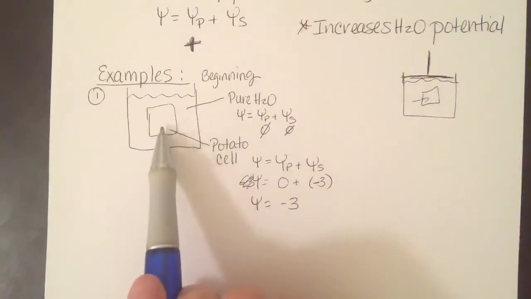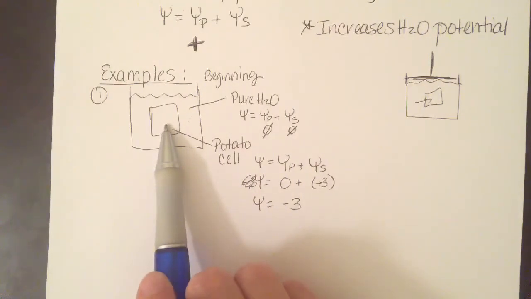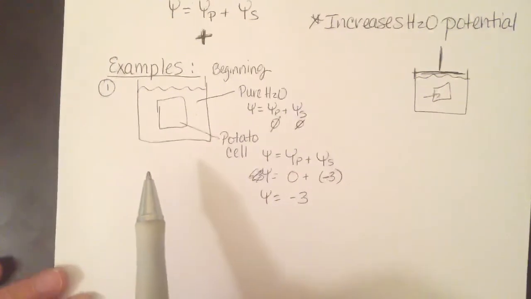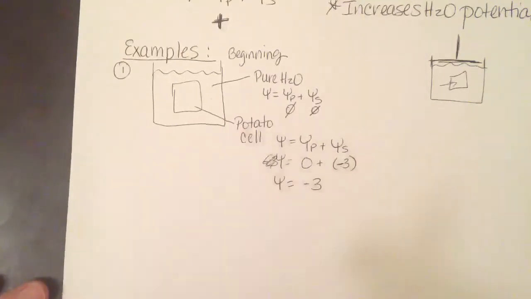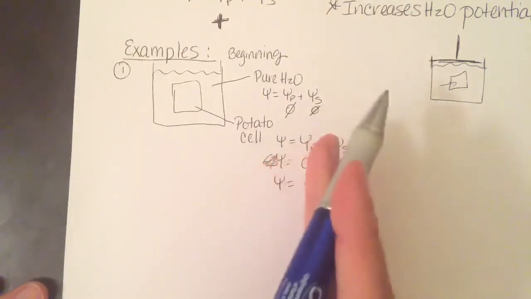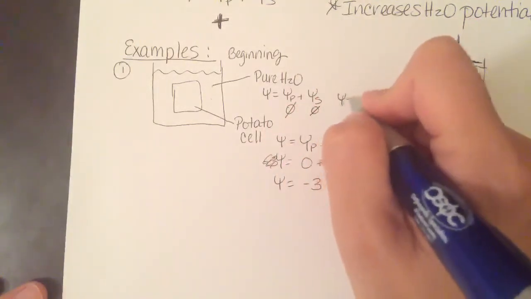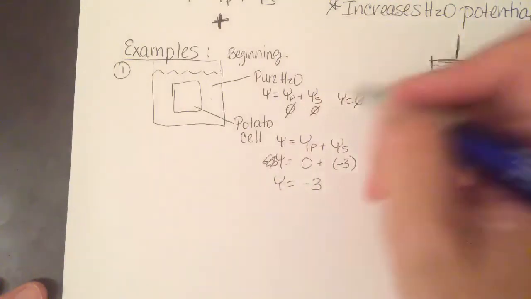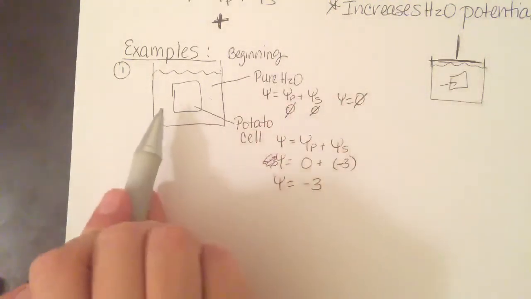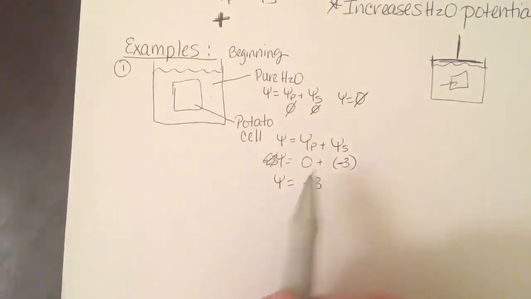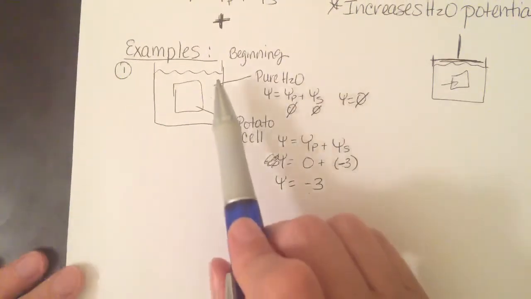Obviously, a potato cell is not going to be 100% pure water, so it's going to have some solutes in it. Water goes from an area of high water potential to an area of low water potential. The water potential for the pure water is 0, because 0 plus 0 is 0. The water potential for the potato cell, because of the solutes, is -3. -3 is lower than 0, so water will move into this potato cell.